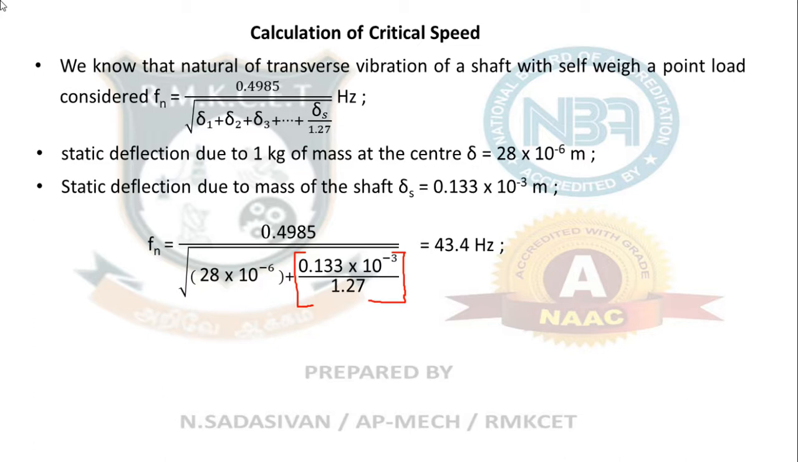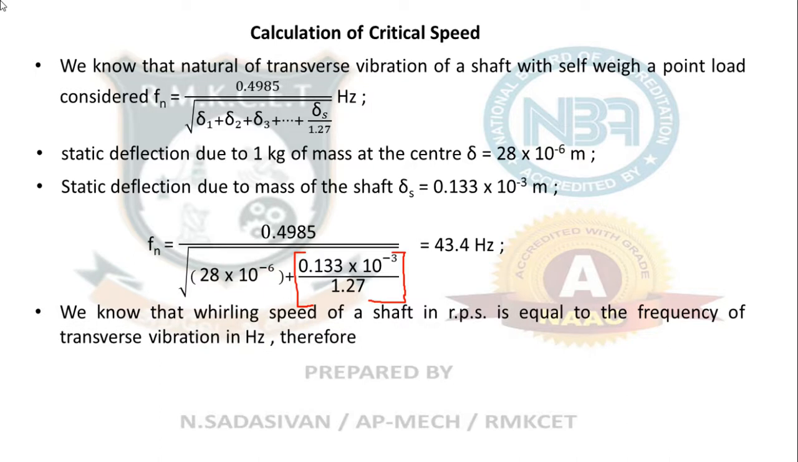Now this is numerically equal to the critical speed in revolutions per second, 43.4 revolutions per second. We know that the whirling speed of the shaft in revolutions per second is equal to the frequency of the transverse vibration in hertz. Natural frequency, actually. This is not just frequency, this is natural frequency. Any frequency is frequency. Natural frequency means what? You just disturb it and leave it. It vibrates at its own particular frequency. It happens every time you do it. You take a spring, elongate it, and leave it without disturbing. It vibrates for some period of time at its own frequency. Now that is natural. Without getting disturbed, you leave it as it is, and it vibrates at its own frequency.